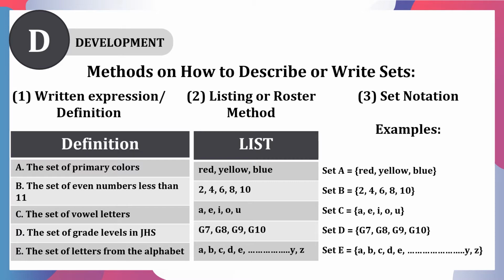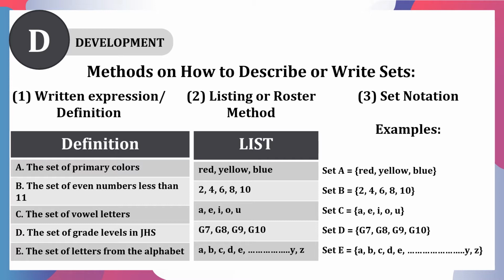We have three methods on describing or writing sets. First is the written expression or definition. Second is the listing or roster method. And third is the set notation. We have 5 examples here, all written using the methods mentioned earlier.